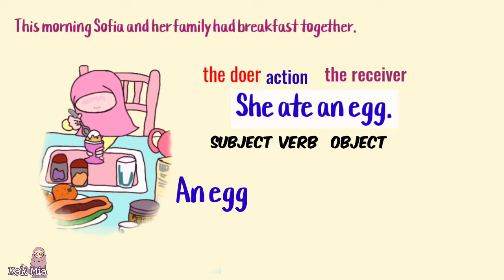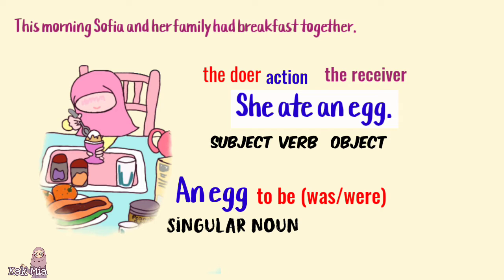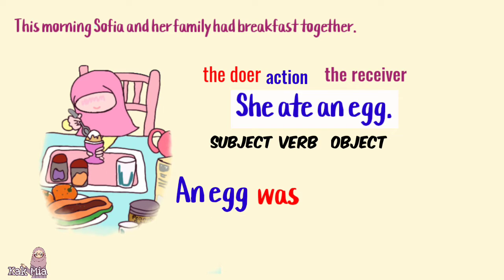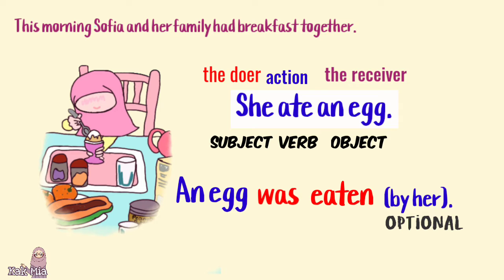Then add the simple past form of the verb to be. Since an egg is a singular noun, we have to use was. After that, use the past participle form of the verb. The past participle of ate is eaten. Finally, you can write the by phrase, which is optional.